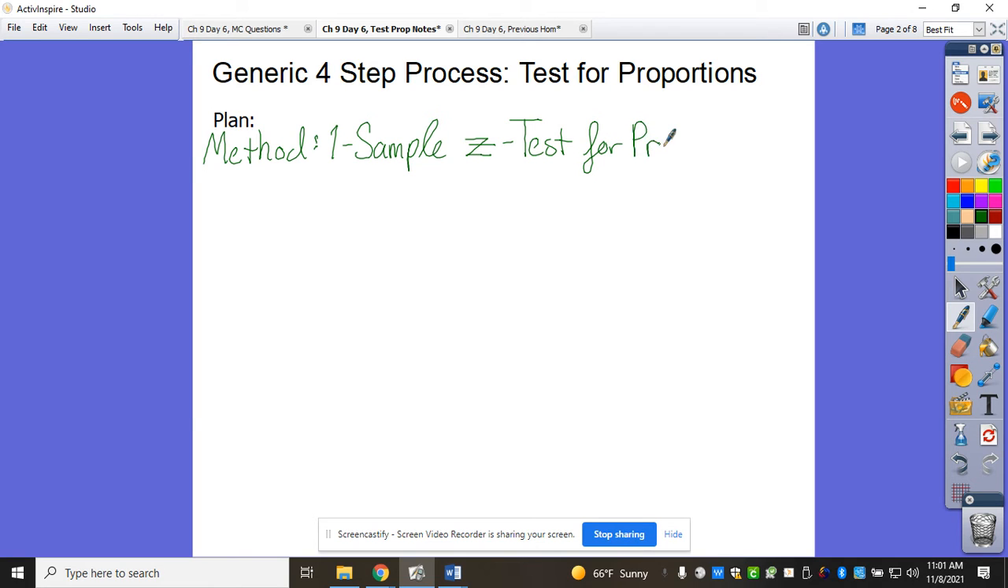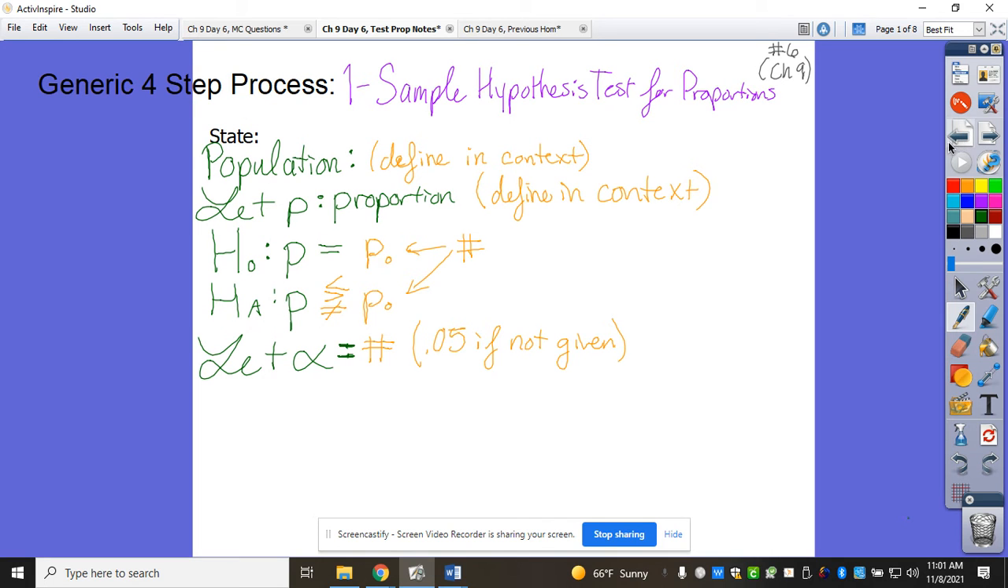I thought we just wrote method on the state. I was worried that was the time. Okay.